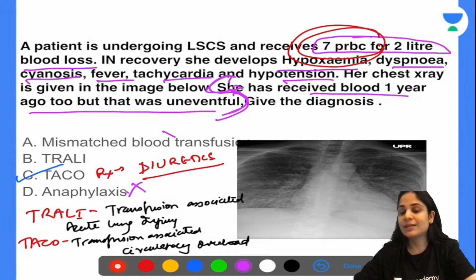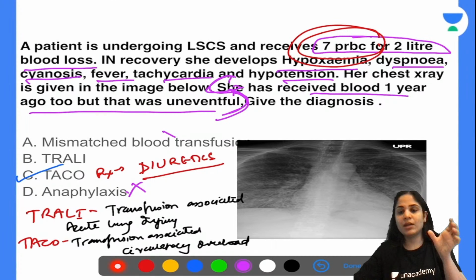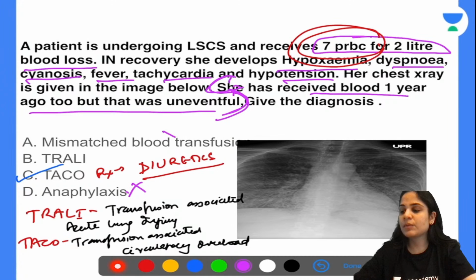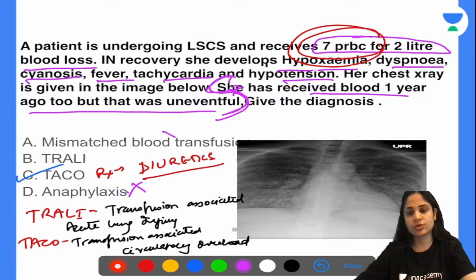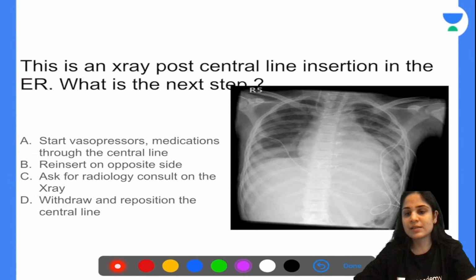Okay, and the very important thing is the timing of TRALI. So can anyone tell me what is the timing of TRALI? The features of TRALI occur within 6 hours post the transfusion of the blood. Okay, so that is the timing that is important over here. Here they have not given anything about the timing of the occurrence of the symptoms. Okay, all right.